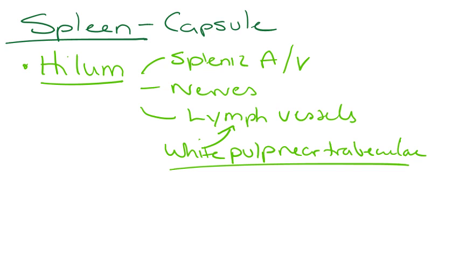So the spleen capsule, all right, the hilum has a splenic arterial and venous supply coming in, nerves and lymph nodes, or excuse me, lymph vessels. Then this is going to have white pulp near the trabeculae, and that's what we've seen in the trichrome stain in the previous example, they're pretty much out there in the spleen.